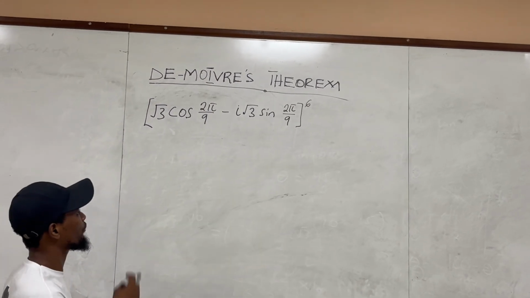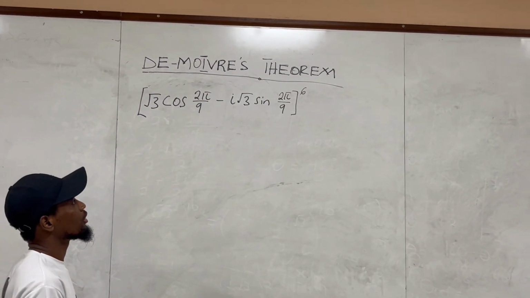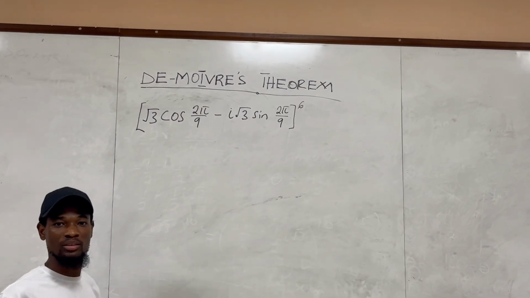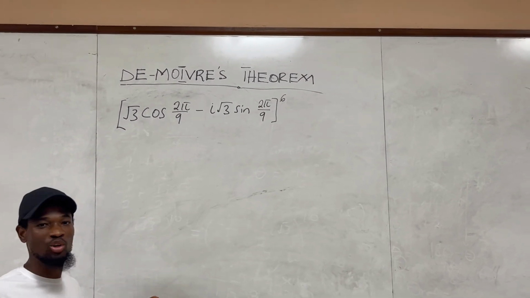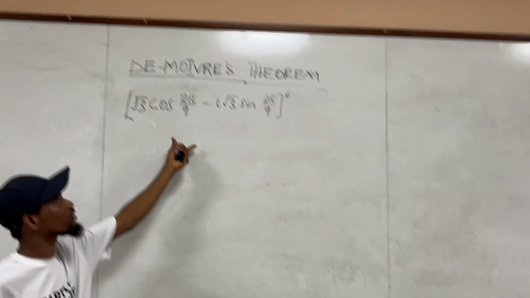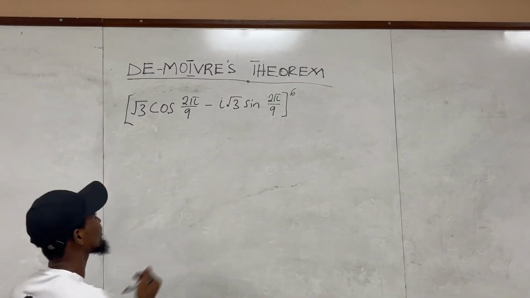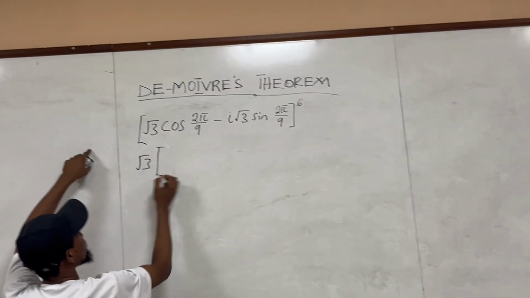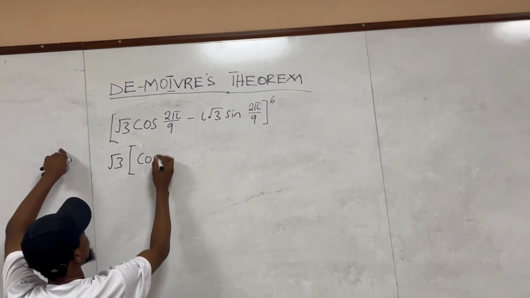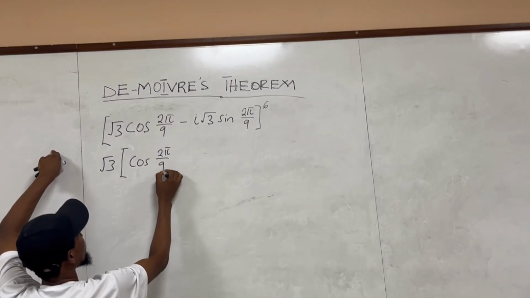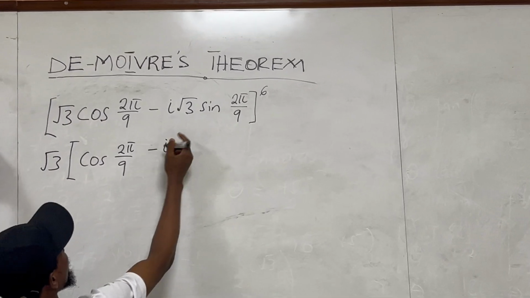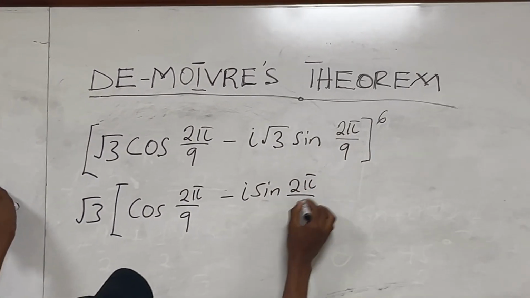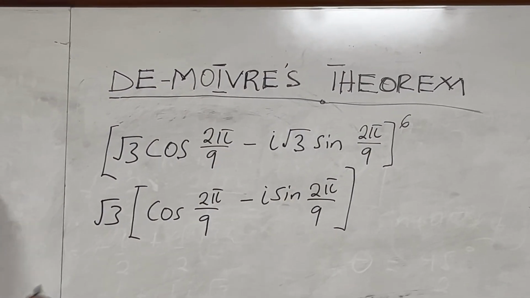Now we are supposed to find for this. You can see root 3 here, so you can factor root 3 out, and that is simply your modulus. You don't need to calculate any modulus. This is already in the polar form. So I have root 3, then cos 2 pi over 9, then minus i sine 2 pi over 9. So I can do this.